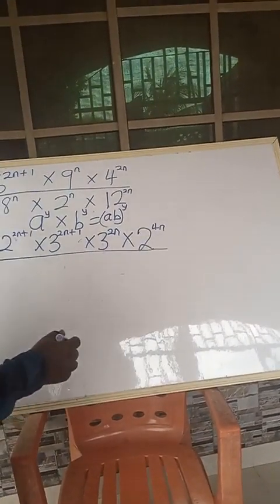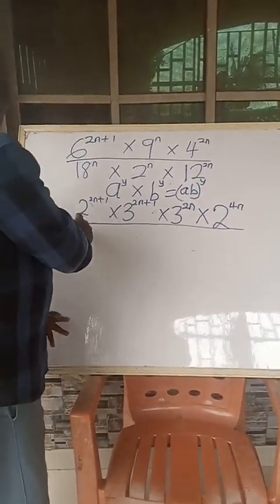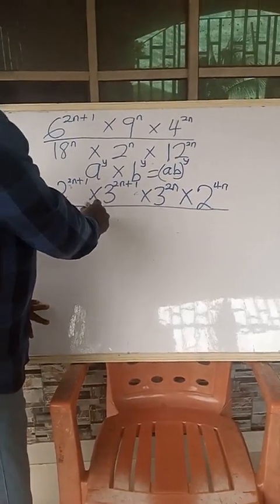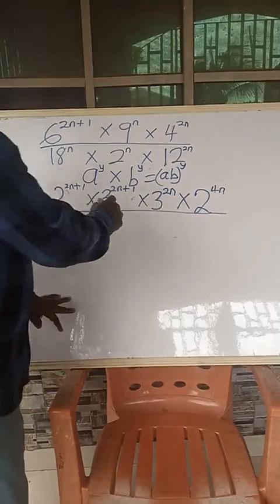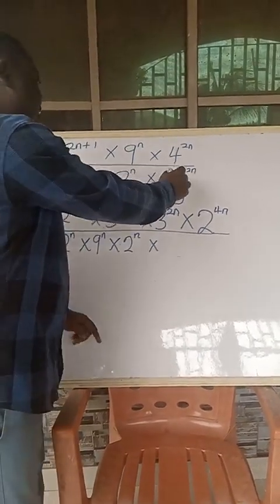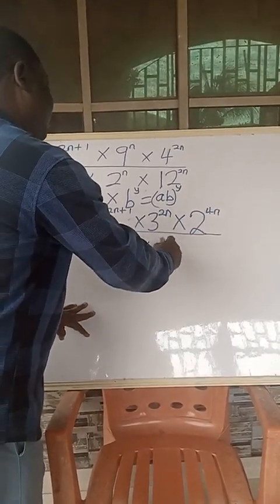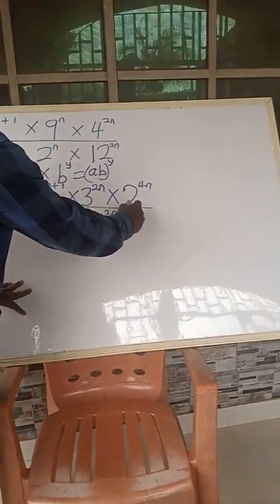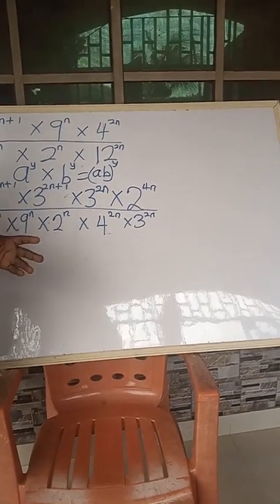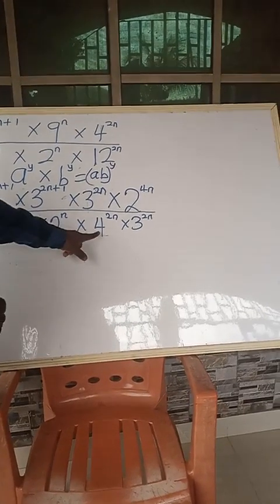Then all over. Then I want to split this 18 as 2 times 9. And that will be 2 raised to power of n times 9 raised to power of n. Then times 2 raised to power of n times, then this 12, I want to change it into 4 times 3. And that is 4 raised to power of 2n times 3 raised to power of 2n. But don't forget I said I want to use 2 and 3 as the common bases. So that means I have to split this 9 into 3 and this 4 into 2.